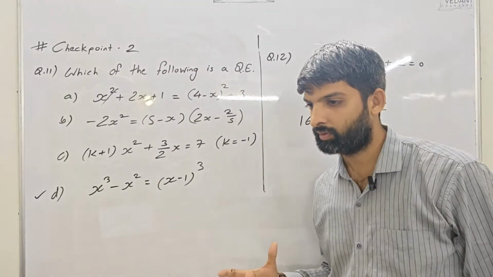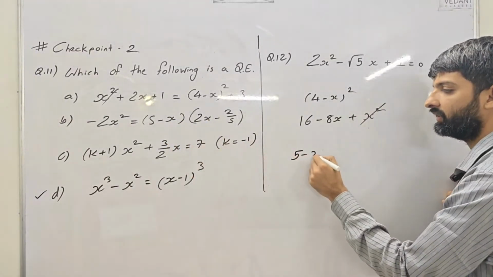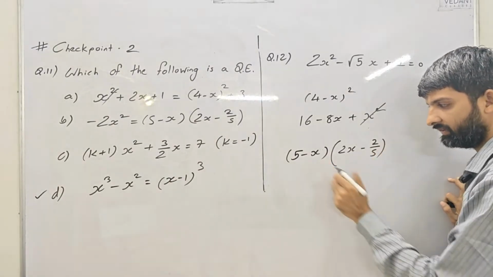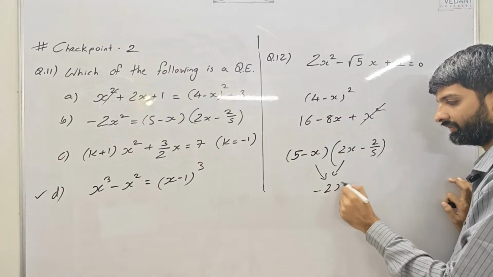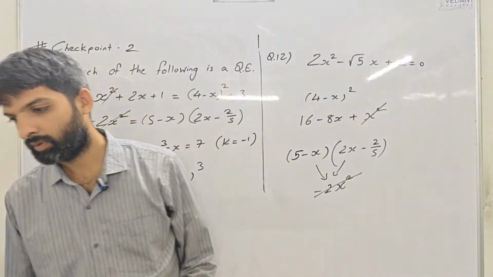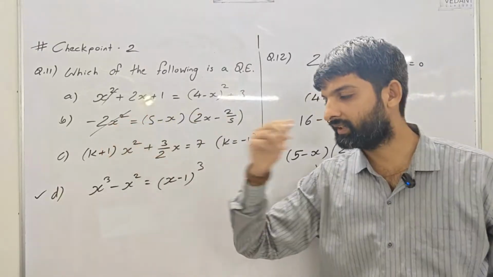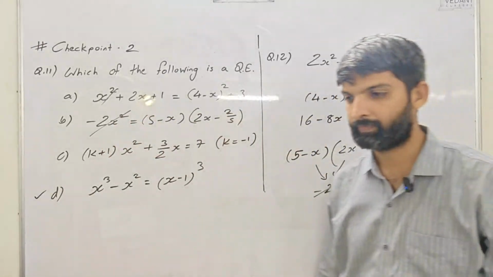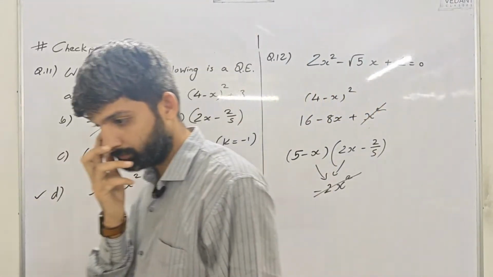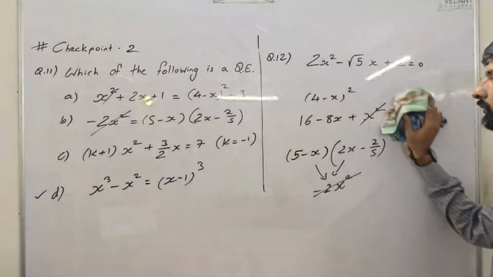Why not B? See, when you multiply these two brackets, 5 minus x and 2x minus 2 by 5, you will get this term minus 2x square. This will cancel out with this one. Both of them will cancel. So option B also cannot be the answer because the x square term is gone. If there is no x square term, there is no meaning. Alright, done. Let's see the next question.